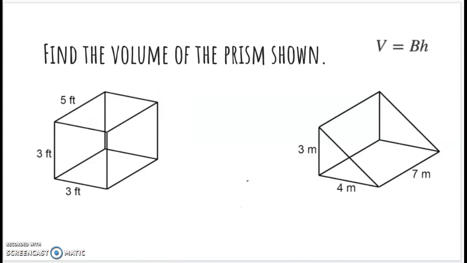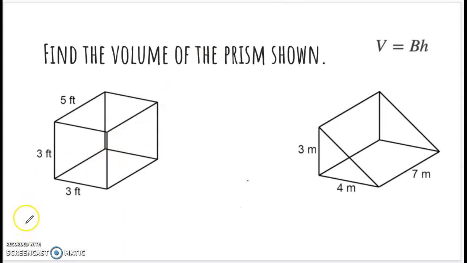Okay, so next thing we want to do is we're going to actually apply it, right? So let's try a couple. Find the volume of the prism shown. So again, you can take a minute, pause the video, try and work it out on your own, and then unpause to check your answers.